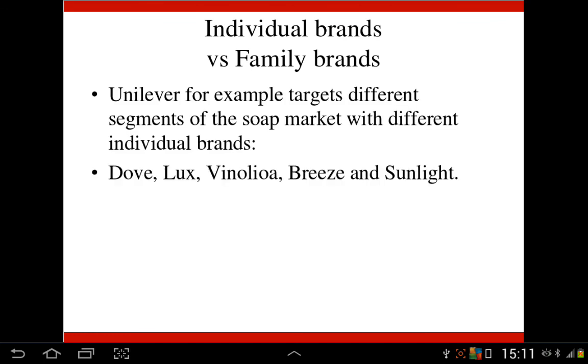So, for example, Unilever uses different brands of soap. Did you know that there's one company that owns all 5 of those soap brands? Yep, Unilever owns all 5 of those soap brands. But it doesn't seem so to the customer. The customer just sees it as Dove and Lux and Breeze and Sunlight. But actually, Unilever owns all 5 of them and has created different brands for different target markets. Quite clever.